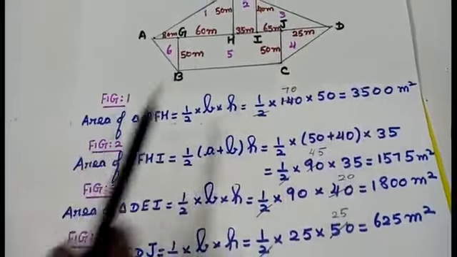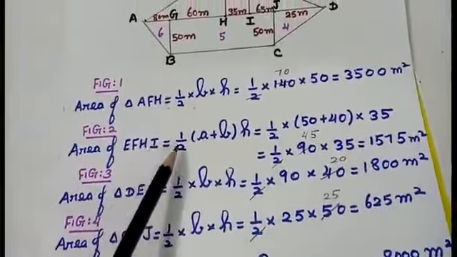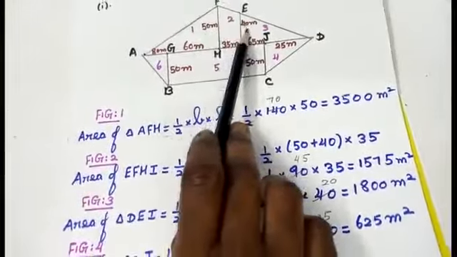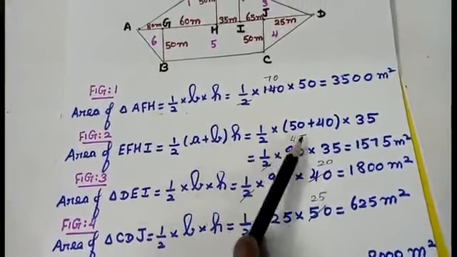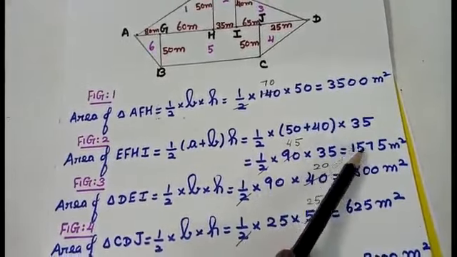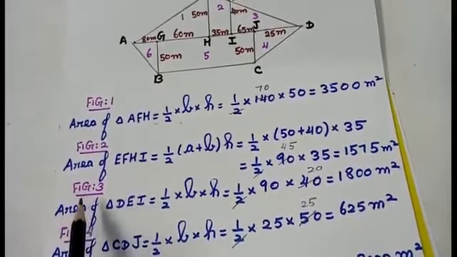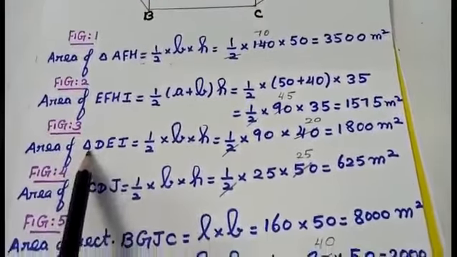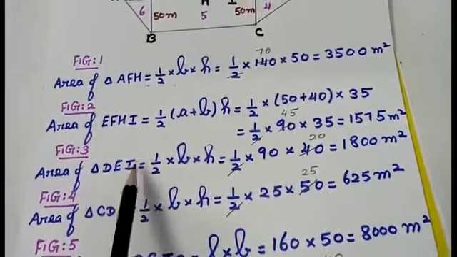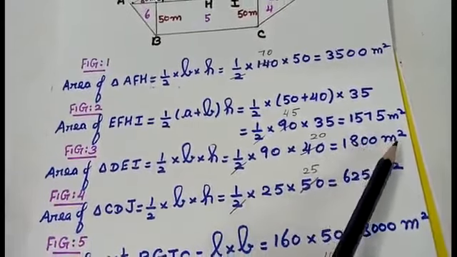Coming to figure 2. Figure 2 is in the form of a trapezium, that is EFHI. Half into 50 and 40, which are the parallel sides, that is a plus b. Calculate, you will get the answer as 1575 meter square. Coming to figure 3, it is in the shape of a triangle, that is area of triangle DEI. Calculate, students, you will get the value as 1800 meter square.